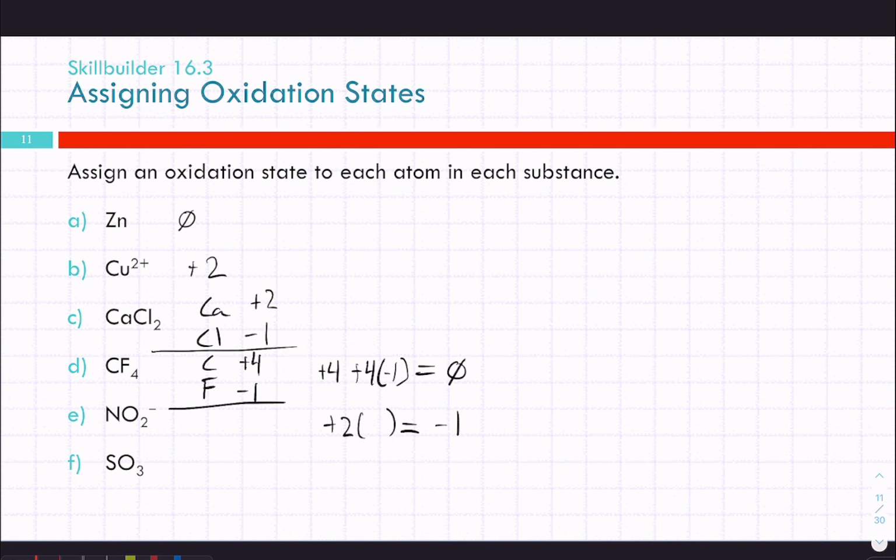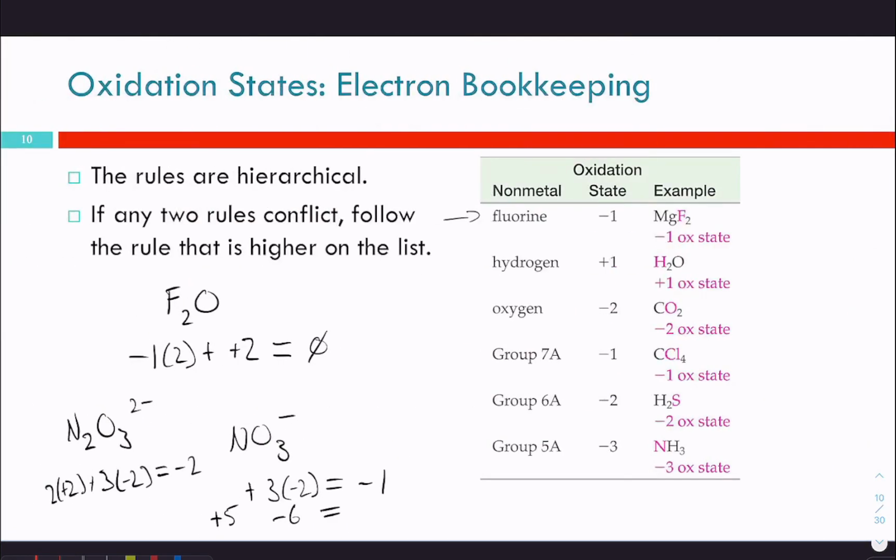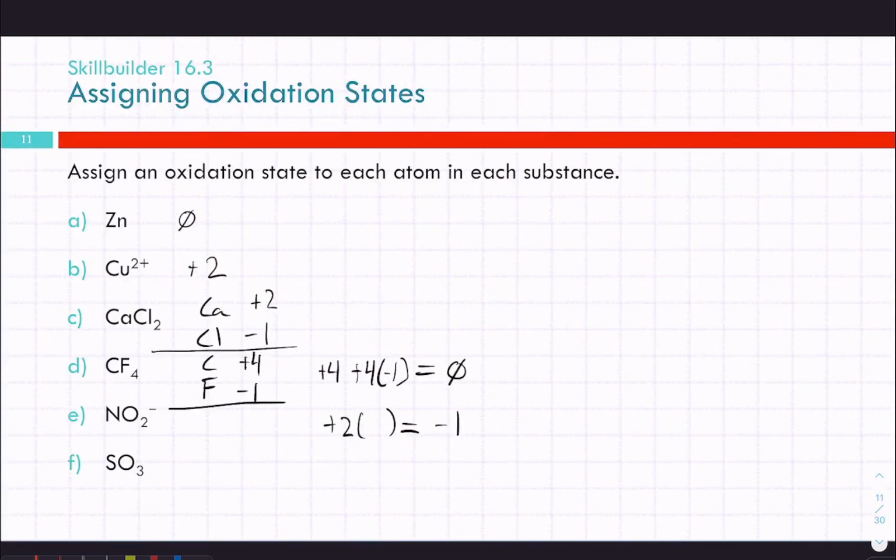And again, oxygen is on this hierarchical list with a -2. So each oxygen has a -2. And the nitrogen then has to have the charge that's going to get us to a -1. So if these together are +4, this has to be a -5. So nitrogen will be -5. Oxygen will be -2. Because again, we're writing down what each oxygen is.